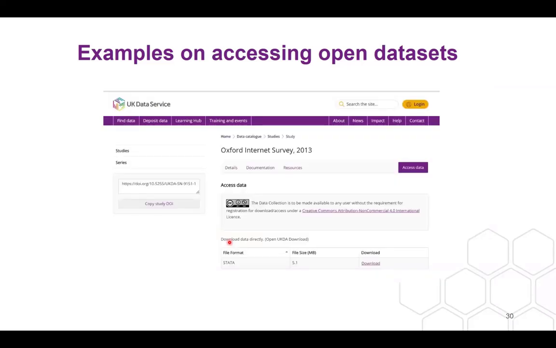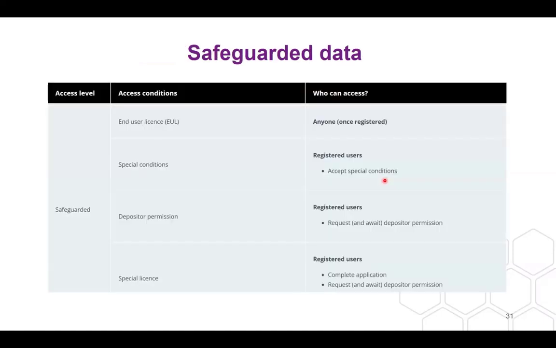Another option, here we have, for example, another data set, which is open access data set, the Oxford Internet Survey 2013. And we see, again, we are speaking about open data. The data collection is to be made available to any user without the requirement of registration. And of course, here it doesn't send us to an online tool. It gives us the file format that this data is available. And of course, we can select the download button and the download will begin for us.